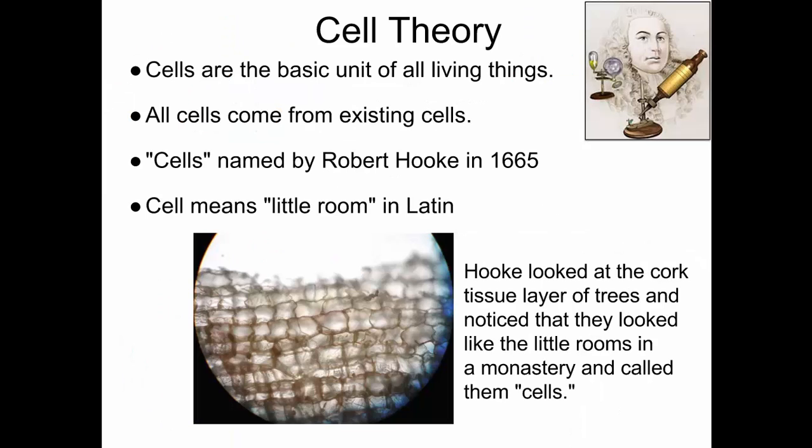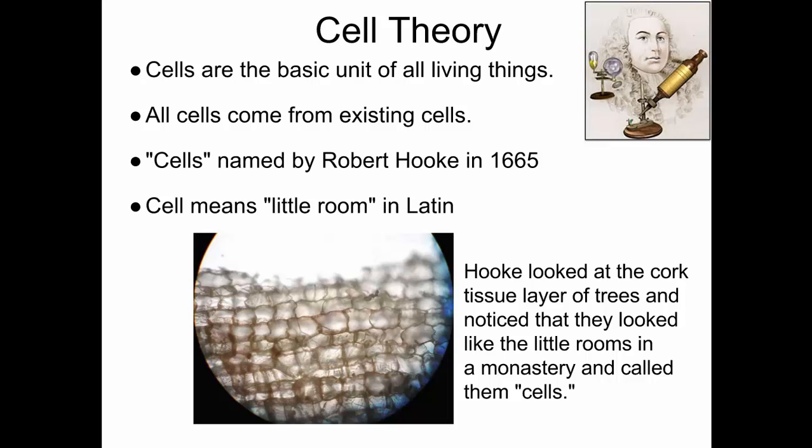So cell theory. Cells, again, are the basic unit of all living things. They're the smallest level of organization that is living. Anything smaller than that, atoms, molecules, organelles, they're not living on their own. So cells are that basic building block, the tiniest thing. And all cells come from existing cells.